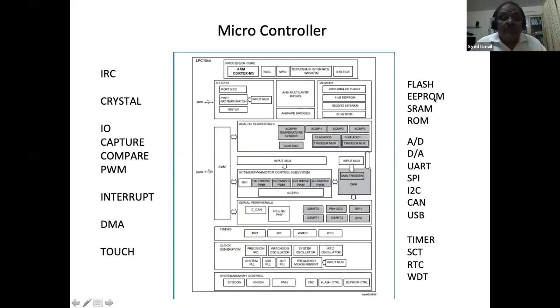We have something called EEPROM. This is another small memory, a storage place, where you can keep data. But you can erase and write up to 1 million times. 1 million is quite significant enough.